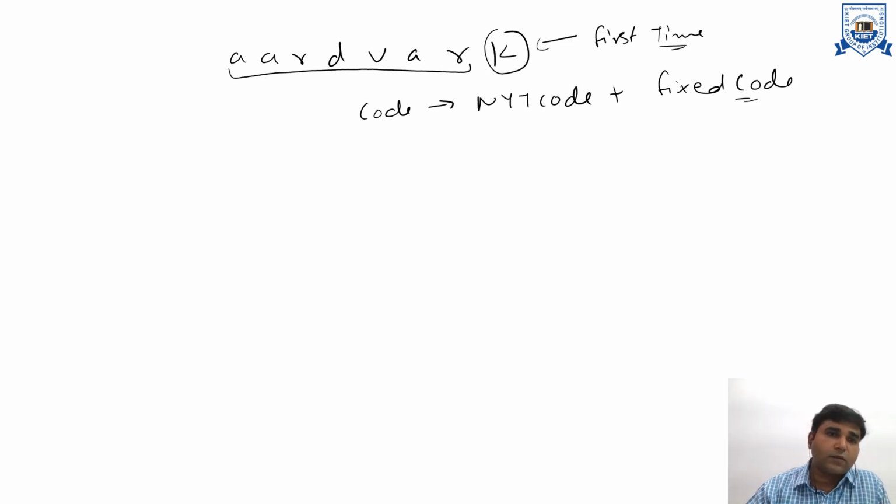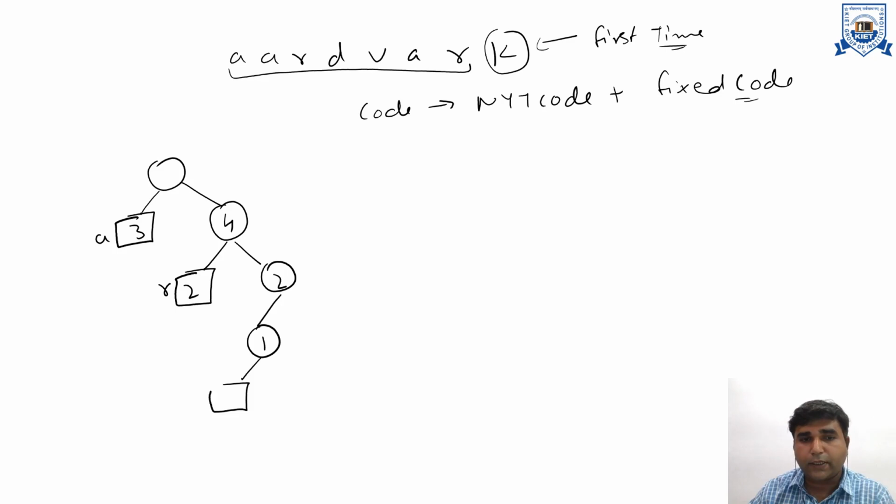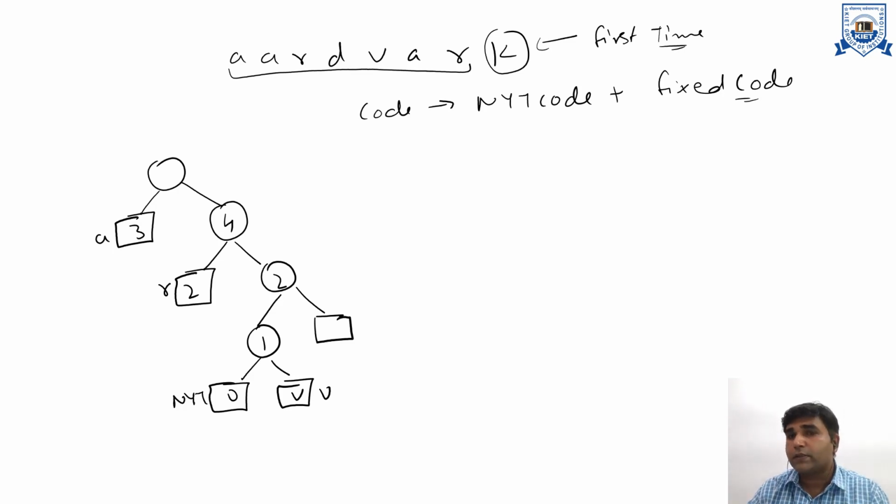Now I'm drawing the previous tree. So the previous tree was like this. This is the root node. Then we have a symbol A having the weight 3. Then we have a node with weight 4. Then we have a symbol R with weight 2. Then we have a node with weight 2. Then we have 1. Then here is NYT with 0. Then we have symbol V.